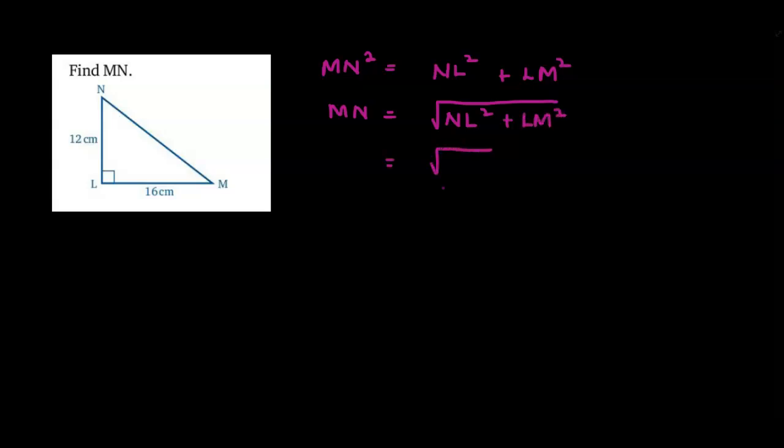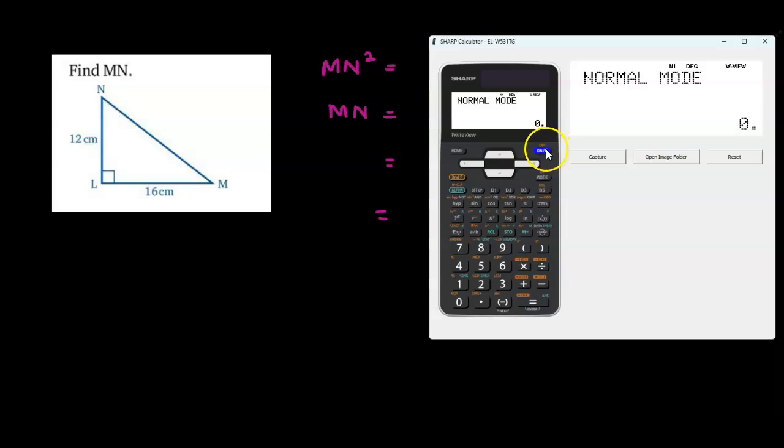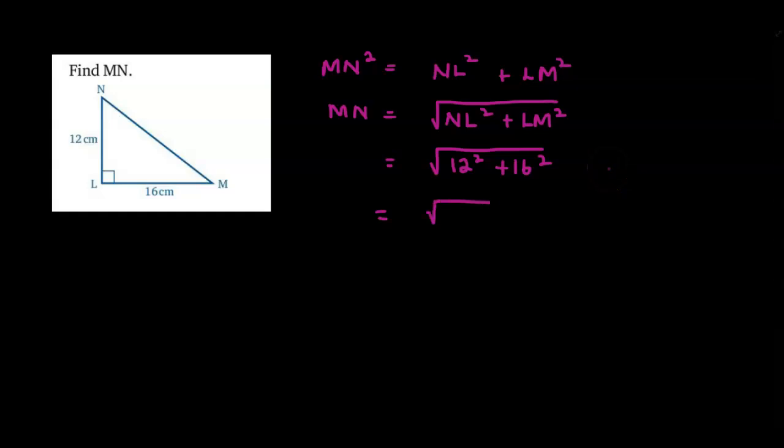And that's going to be equal to the square root of 12 squared plus 16 squared. And if we use our calculator, 12 squared plus 16 squared would give us 400. So it's the square root of 400. And that will give us 20 centimeters. So 20 centimeters.